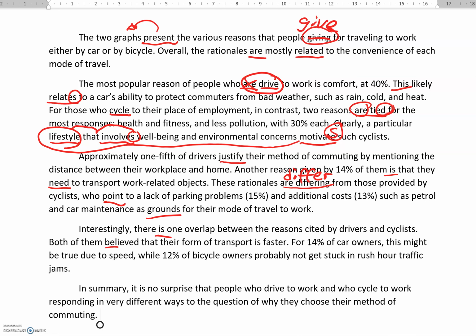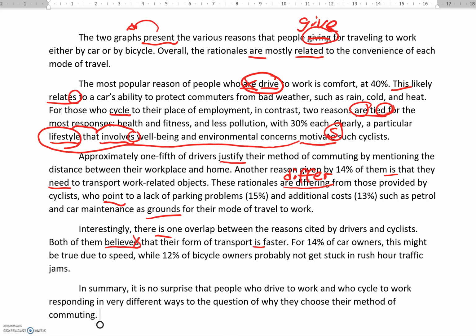Both of them believed. Why the simple past here? I mean, probably the survey took place in the past, but we're reporting the survey as a fact. In this case, we should use the simple present. So just take away the D and you're okay, right? Both of them believe, simple present, that their form of transport is faster. For 14% of car owners, this might be true due to speed.